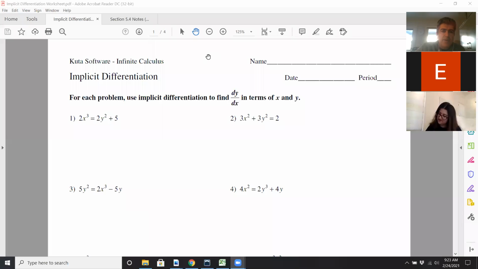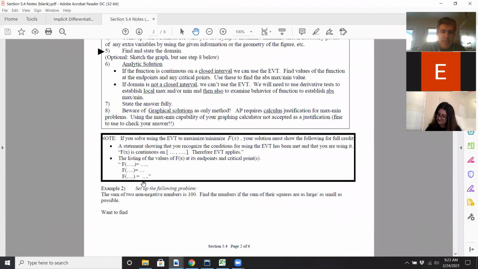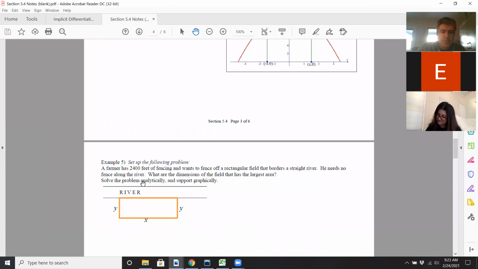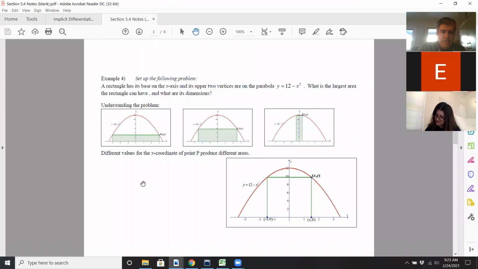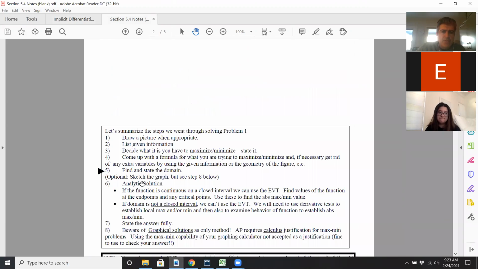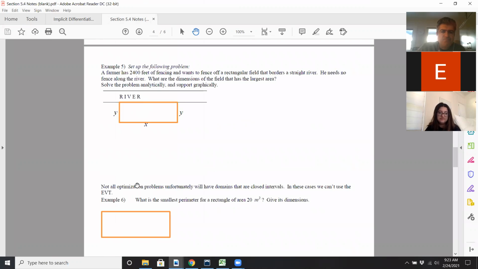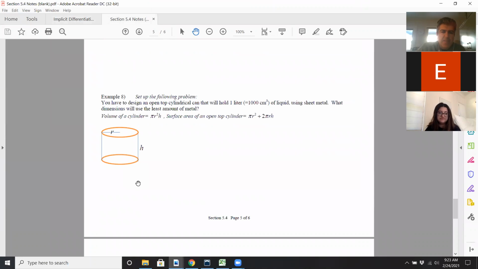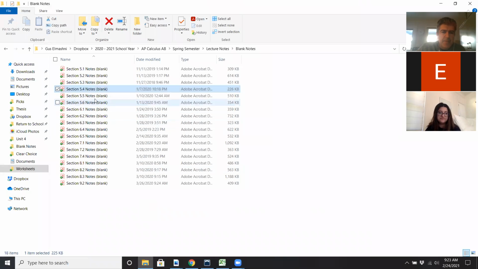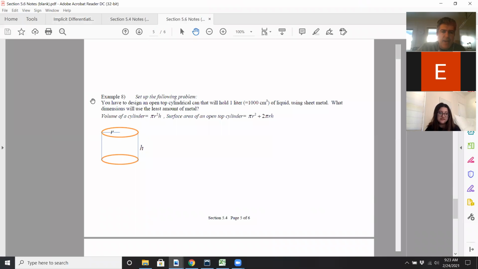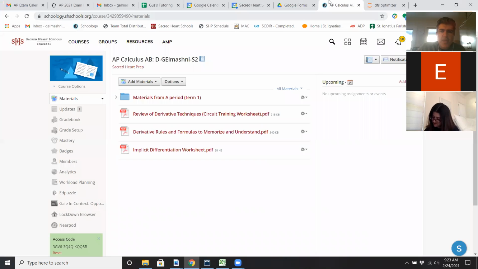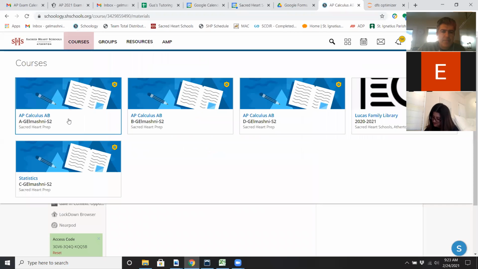If you guys can pull up the 5.4 notes, let me share my screen again. So the 5.4 notes are right here. I did go over this last time. I'm gonna jump ahead to... wait. Oh, this is optimization. I'm sorry, this is optimization, not related rates. You know what? Let's do related rates. I'm gonna skip around a little bit. So actually, if you guys can go to the 5.6 notes instead, and you can locate that. I didn't realize I have my sections mixed up. Let's do related rates instead.